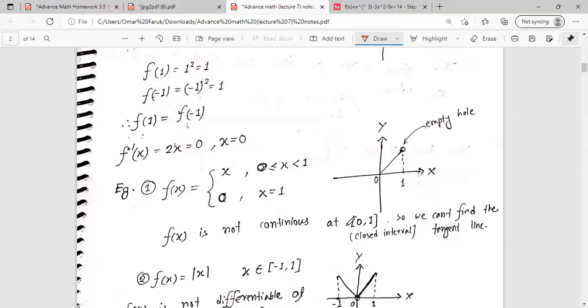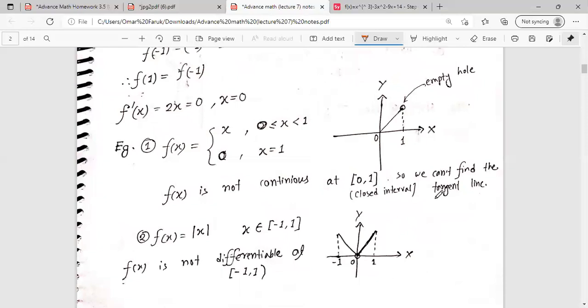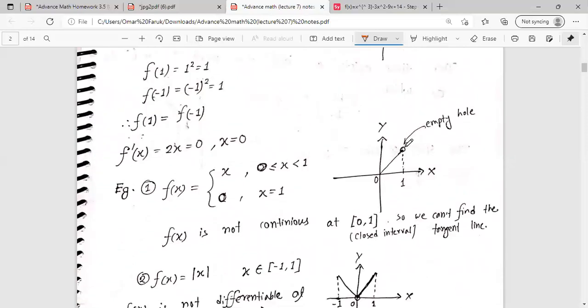So you see here, this function. So we have a hole here, right? If x is equal to 1, this is x equal to 1. If x is equal to 1, then f of x is 0, right? So that means here is a hole.